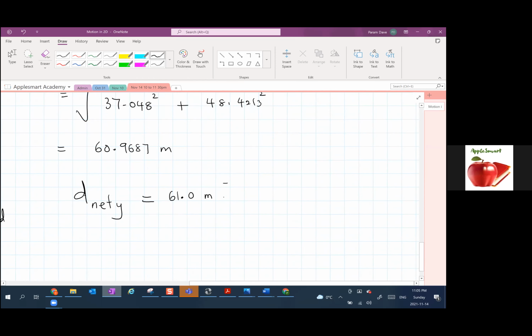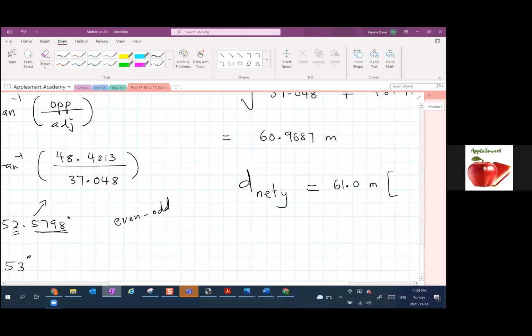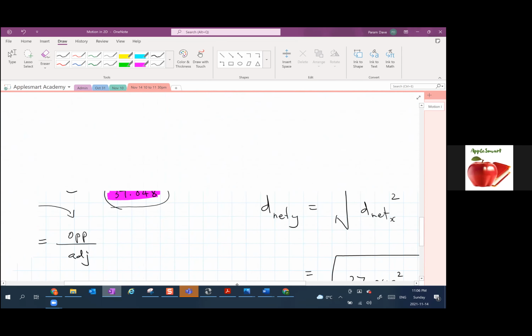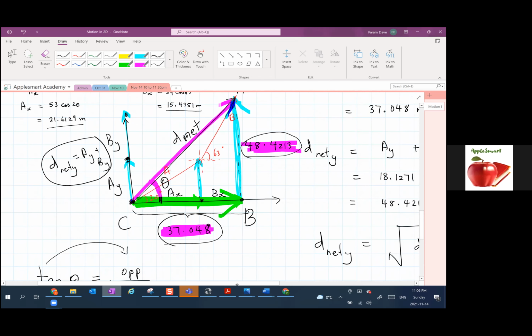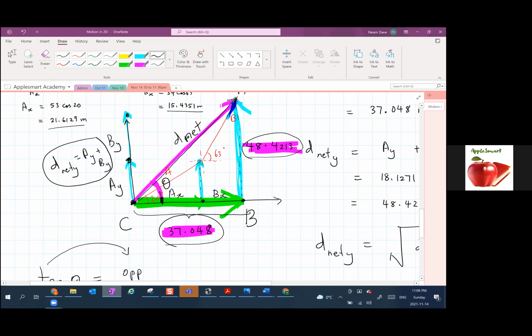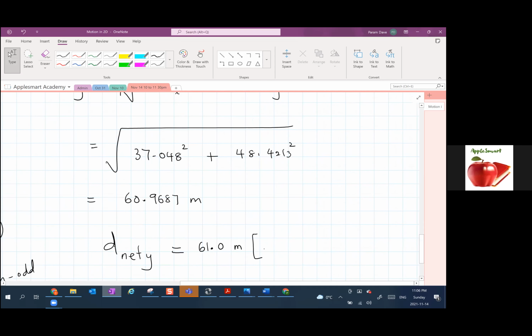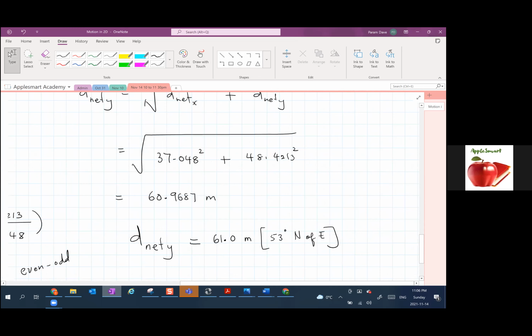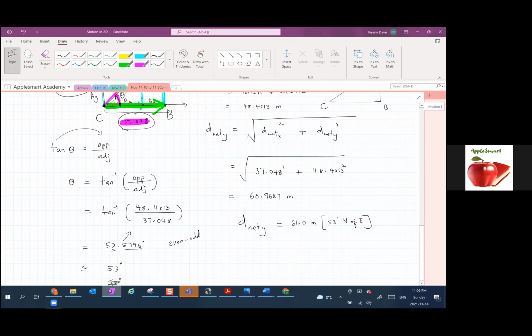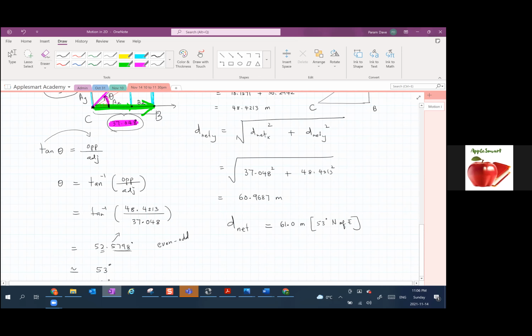And you're now ready to give the direction in the square bracket. And we said that is 53 degrees north going from east. So start at east going towards north. So 53 degrees north of east. So that becomes the final answer. Isn't it D net? That is D net, yeah. Sorry, that is D net. You're right.